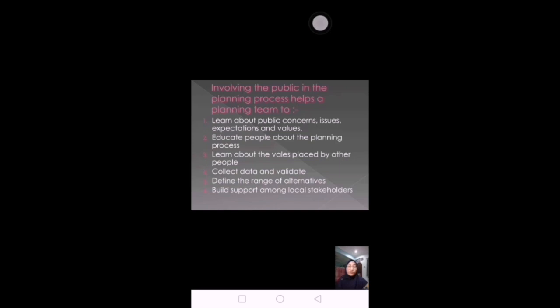Next, involving the public in the planning process helps a planning team to learn about public concerns, issues, expectations, and values. Second, educate people about the planning process. Third, learn about the values placed by other people. Number 4, collect data and validate. Number 5, define the range of alternatives. Number 6, build support among local stakeholders.